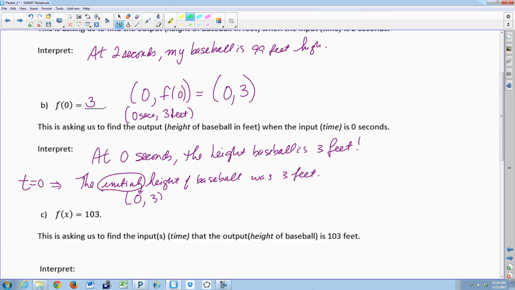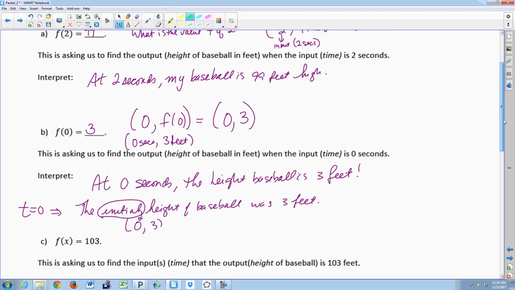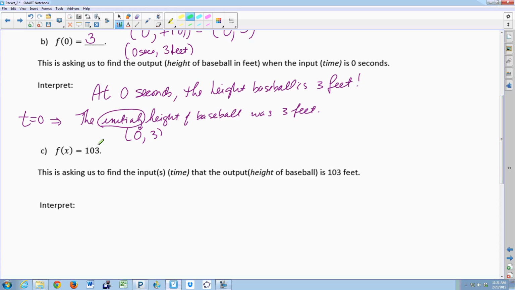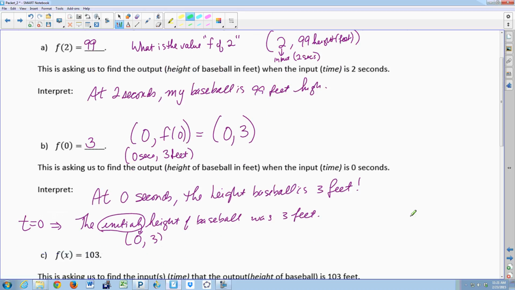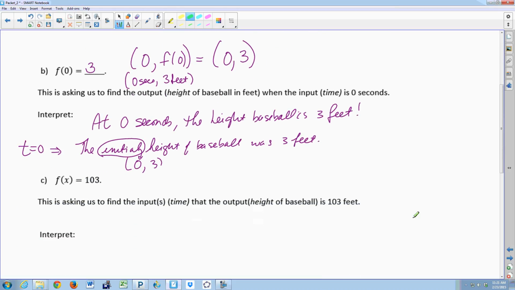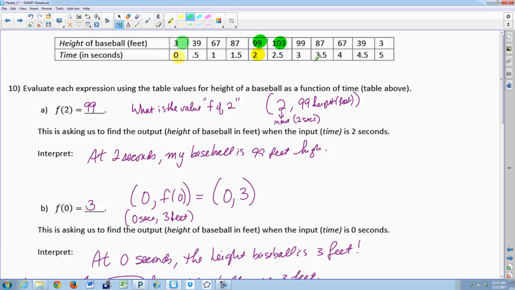Okay, so how does this next one change? What poker chip do I know? The green poker chip or the yellow poker chip? The green one, because I know my output is 103. So now I've got to go up to my table and put my green poker chip at 103 and work backwards. Now I'm asking, at what time was my baseball 103 feet above the ground? So now I'm solving this equation for x. So what is my answer here? X equals what? 2.5, right. My bingo chip's at 2.5.